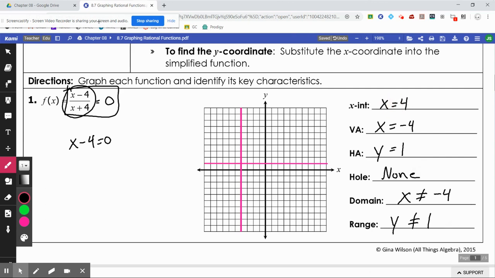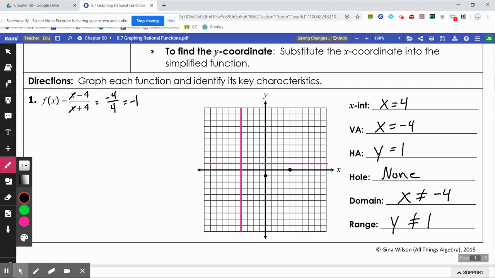So you can go ahead, at 1, 2, 3, 4, and plot that x-intercept. It doesn't ask me to, but I'm going to find a y-intercept as well. The way we find y-intercepts is we set x equal to 0, and this is even easier. And that gives you -4 over +4. So that's going to be a y-intercept of -1. And I'm going to go ahead and plot that.